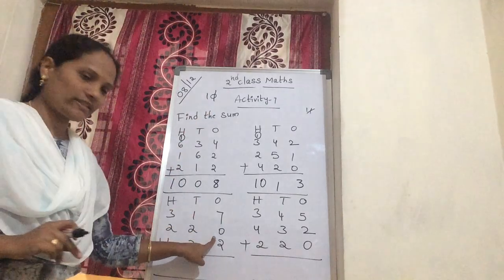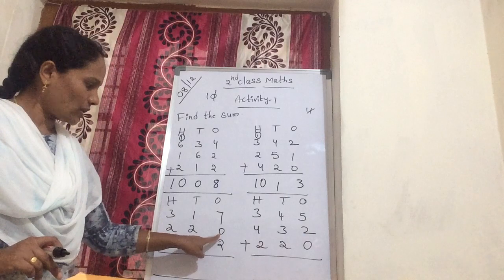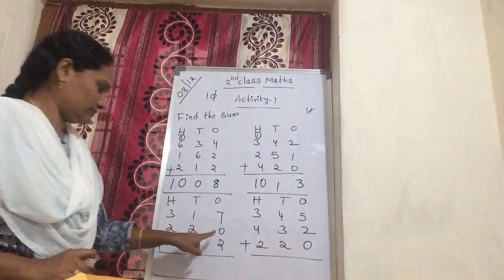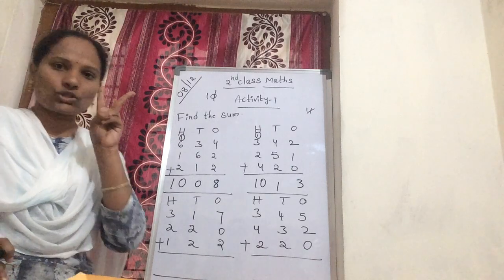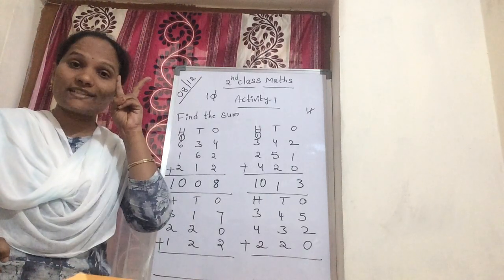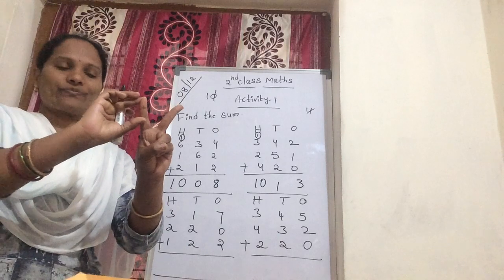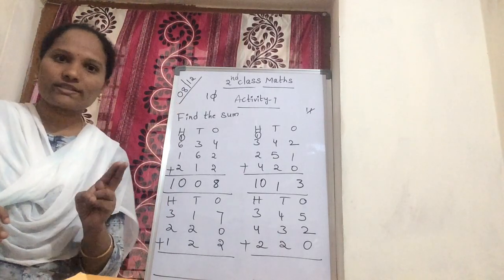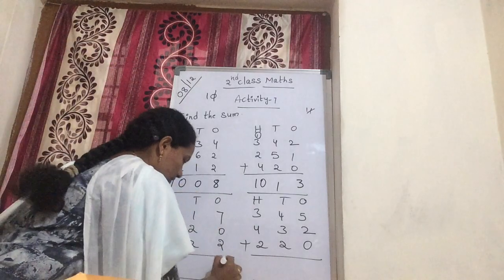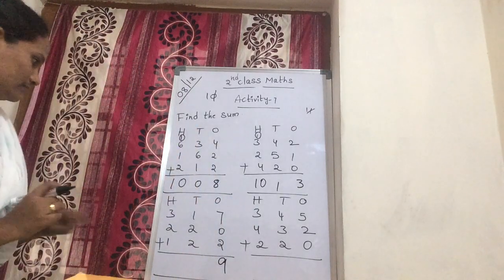So 7 plus 0 is 7. Now keep this 7 in your mind. 7 after 2: show it on your fingers. 7 after what comes, children? 7 after 8, 9. So 7 plus 2 is 9. You get 9. That is put in ones.